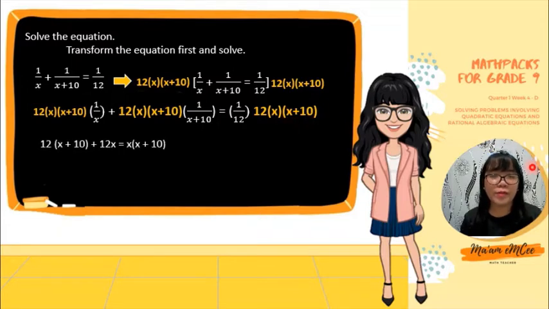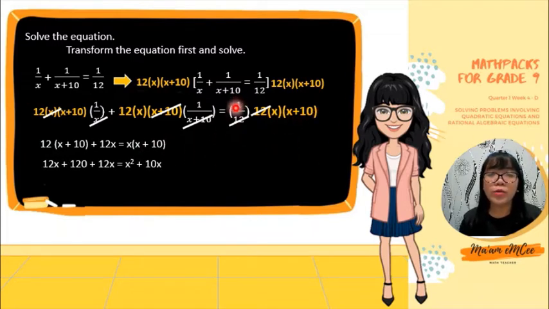Then we simplify. So we have here our resulting equation. So remember, for this one, x will be cancelled out. So what remains is 12 and x plus 10. Plus, okay, x plus 10 here will be cancelled out so that we will have 12 times x times 1. That is why we have here 12x, because 12 times x is just 12x times 1, that is just equal to 12x. And that would be equal to 1 over 12 times 12 times x times x plus 10. So 12 will be cancelled out. So what remains is 1 times x times x plus 10.